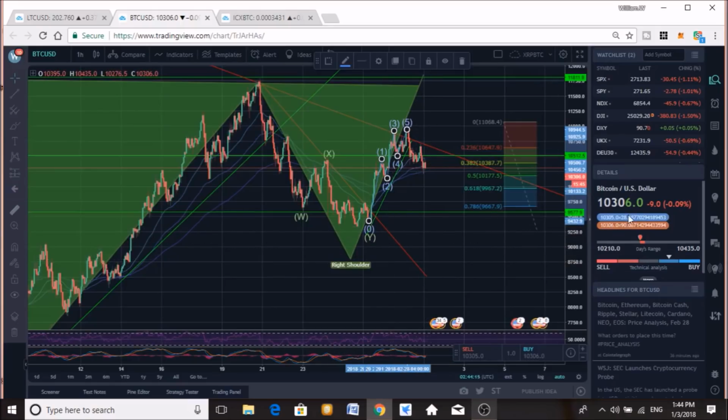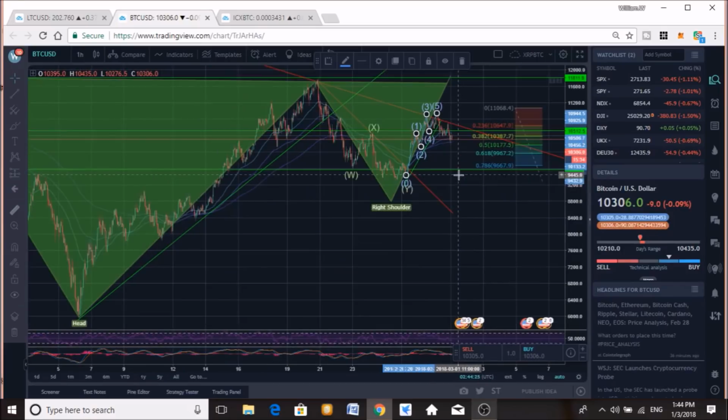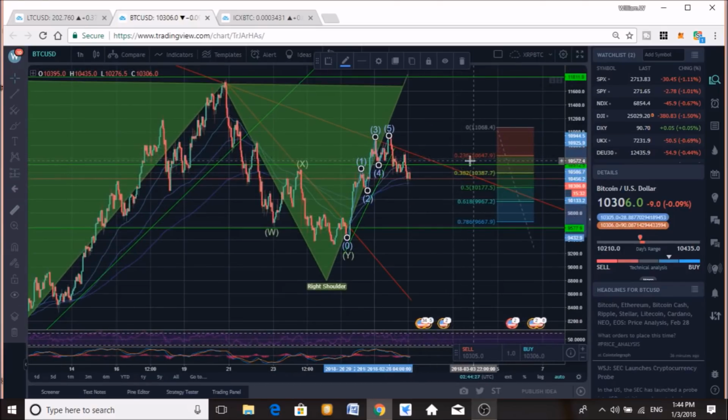So now let's get back to the analysis. We can see the price is around 10,300. If you go to the daily chart, it's trading below the 50 and 100-day EMA again, and it's trading below the 0.382 Fibonacci level of 10,387.